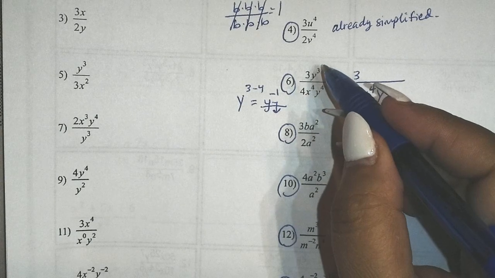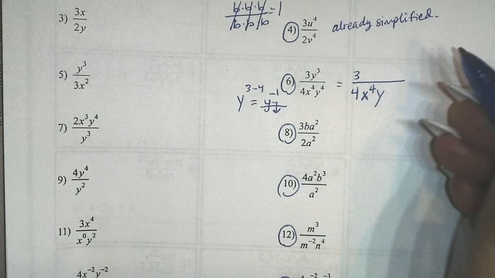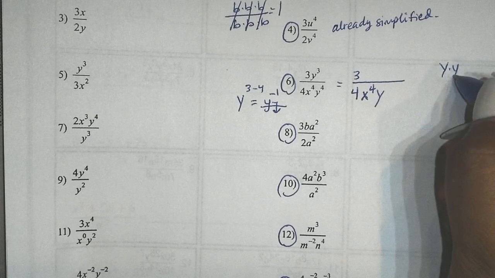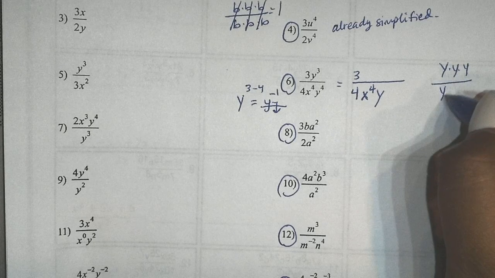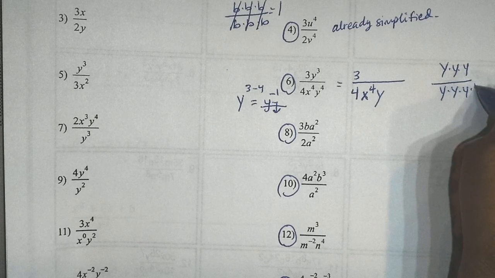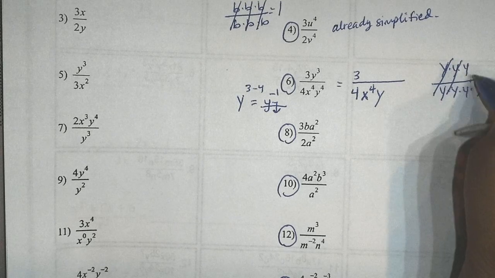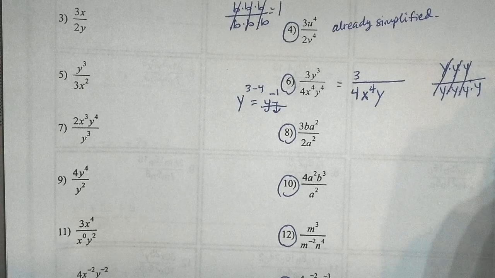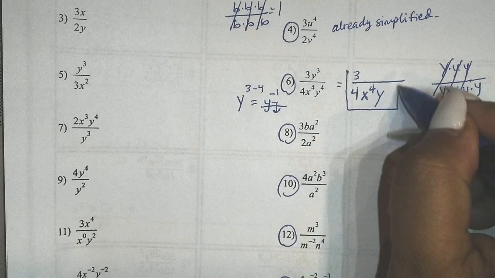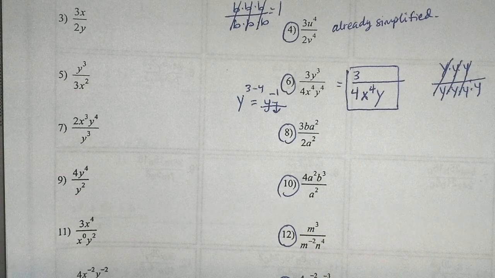Now, if you think about it, I have 3 y's at the top and 4 y's at the bottom. So y times y times y, and then 4 y's at the bottom. And again, y divided by y is 1, y divided by y is 1, y divided by y is 1, leaving 1 at the bottom.